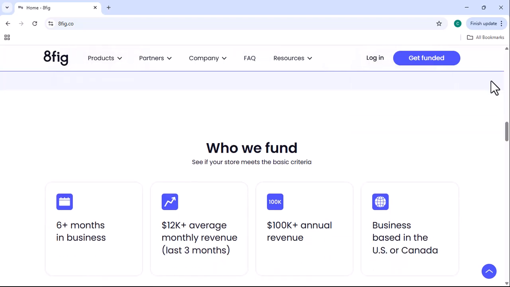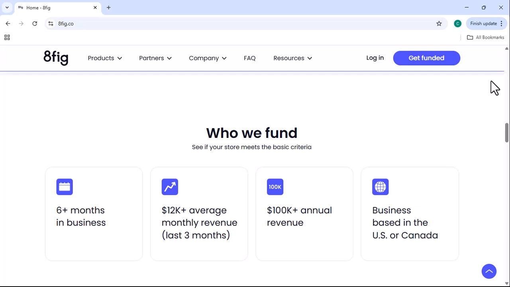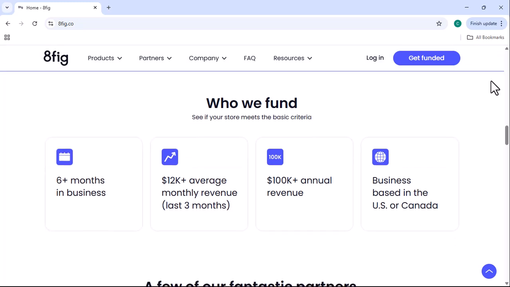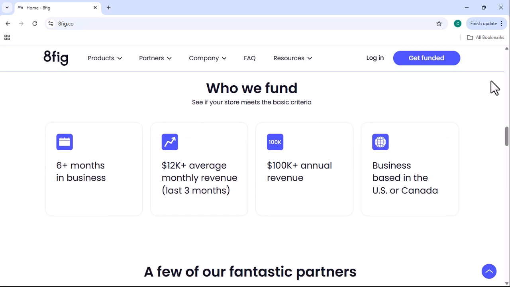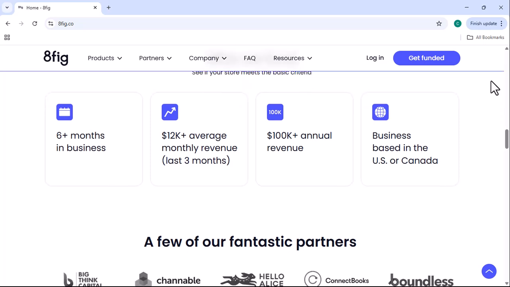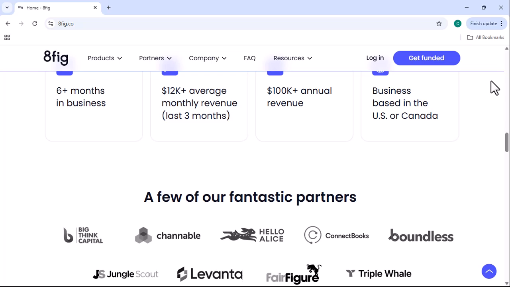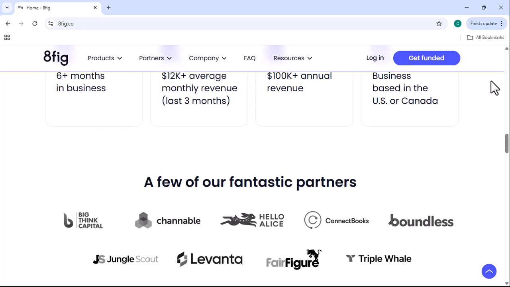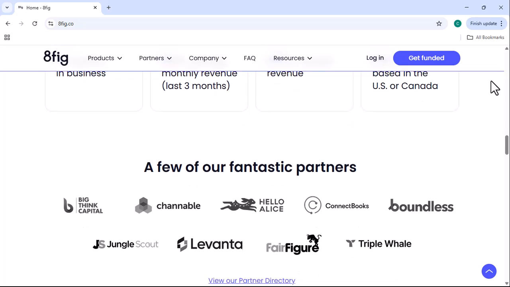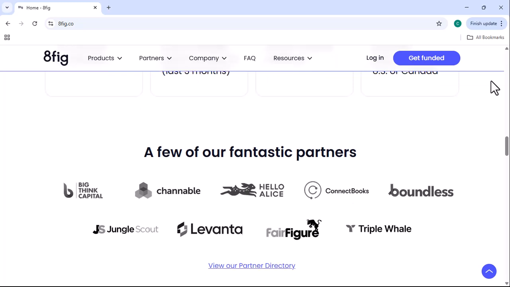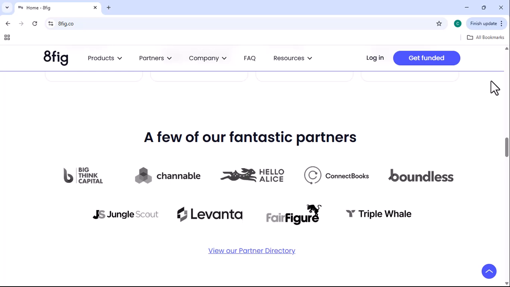In summary, the cost of capital on 8Fig is paid back through a flexible, sales-aligned revenue share model. This means that repayments are a predetermined percentage of your daily or weekly sales, allowing the repayment schedule to ebb and flow with your business's natural revenue cycles. The cost itself is typically a fixed fee, calculated upfront based on your business's health and growth potential.